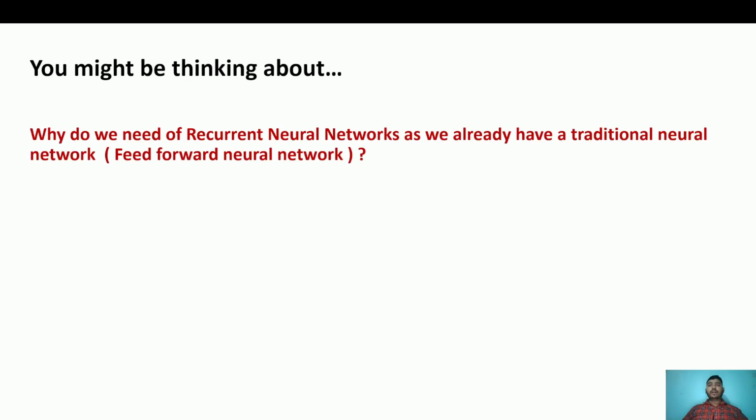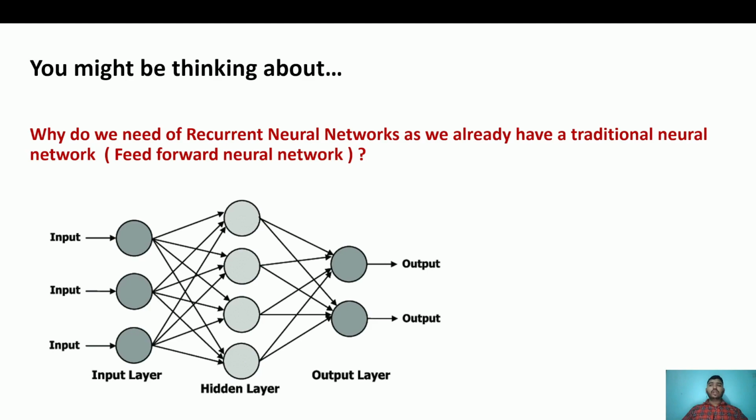So you might be thinking, why do we need a recurrent neural network as we already have a traditional neural network, such as a feed forward neural network? As you know, in a feed forward neural network we have an input layer, a hidden layer, and an output layer, and each layer is connected with the others. Each node is also connected with the others.